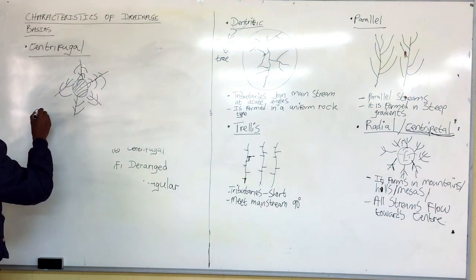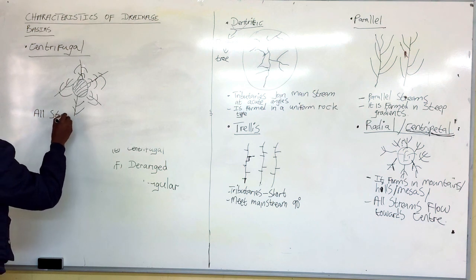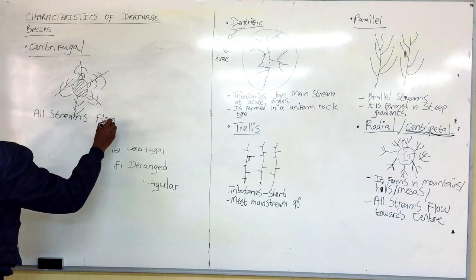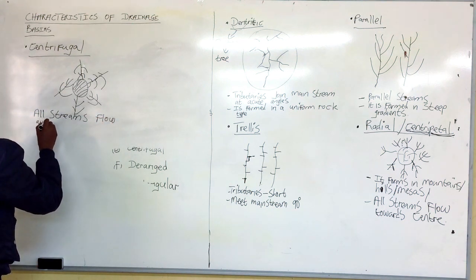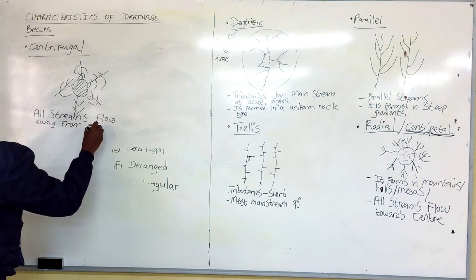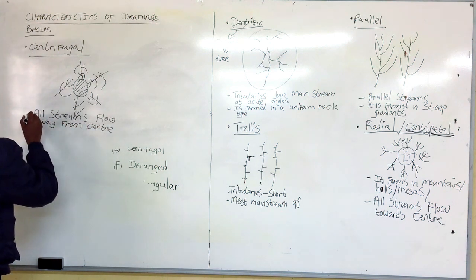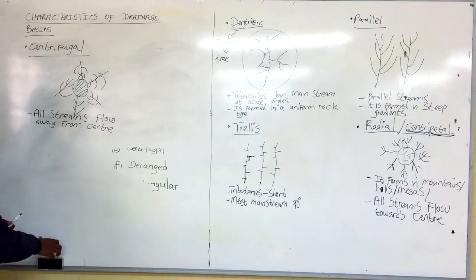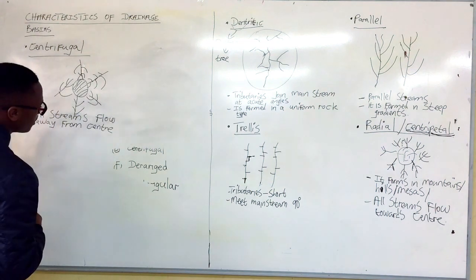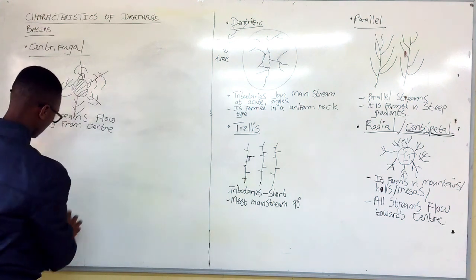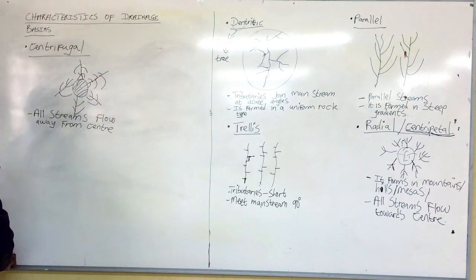So here, all streams flow away from the center. Say it is formed on top of mountains or hills. And then another one is a deranged pattern. It is a deranged pattern.